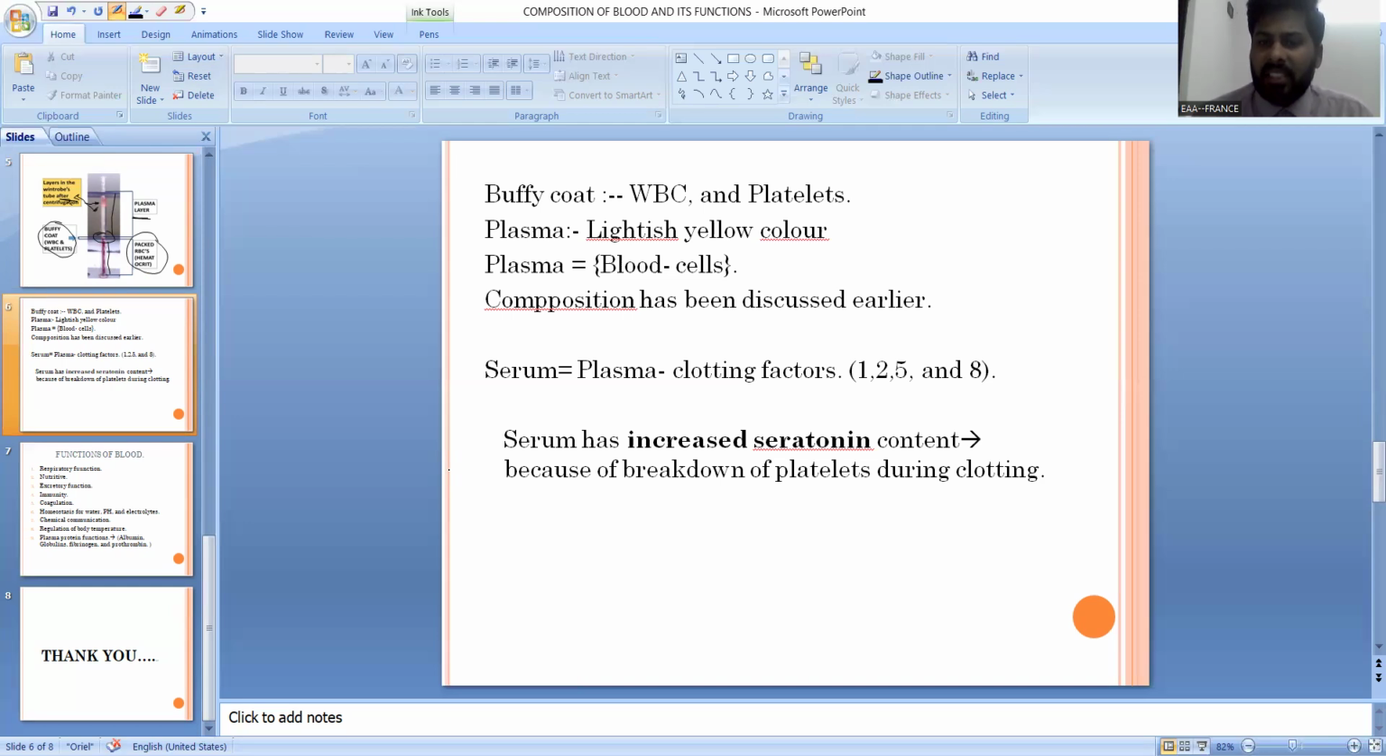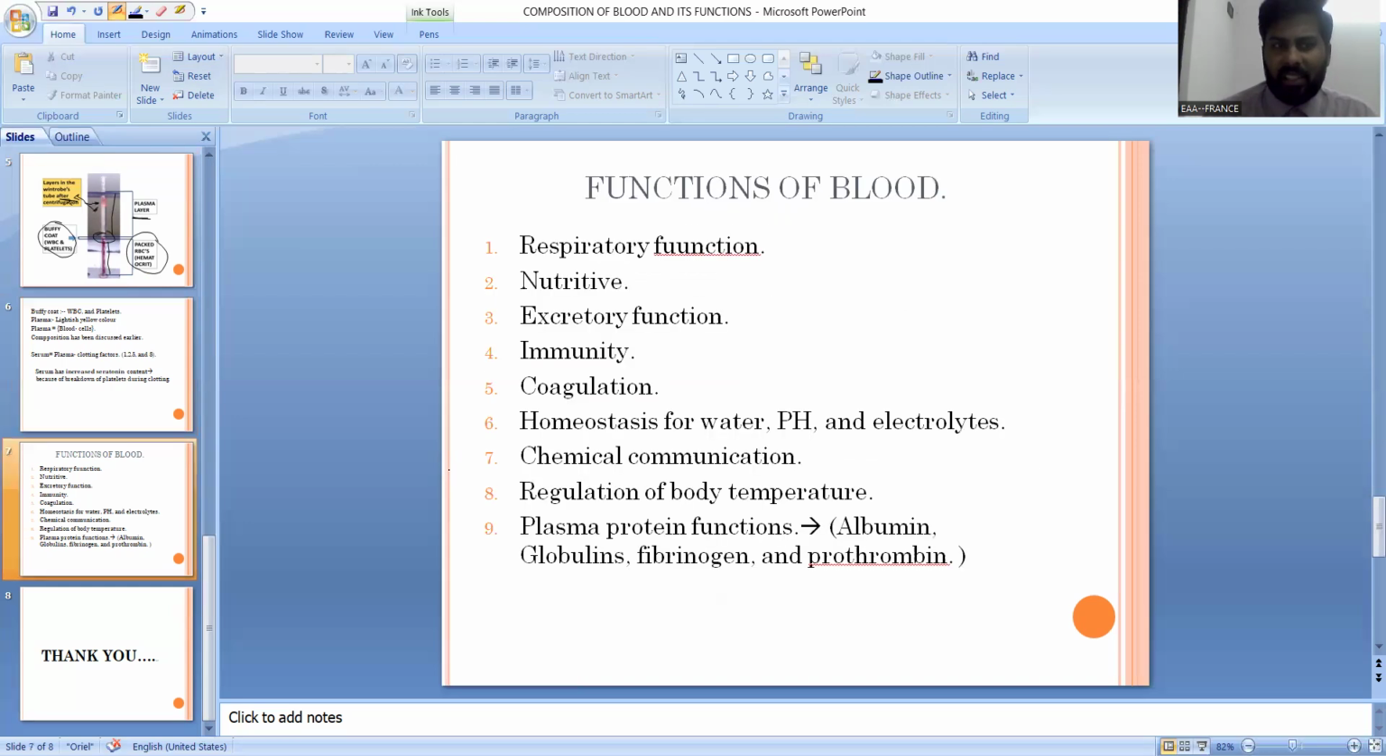And this serum has increased serotonin content. What is the reason behind it? Any idea, guys? The reason behind it is the breakdown of platelets during clotting. Whenever clot occurs, what happens? The platelets get broken down, and due to which the serotonin content will increase.